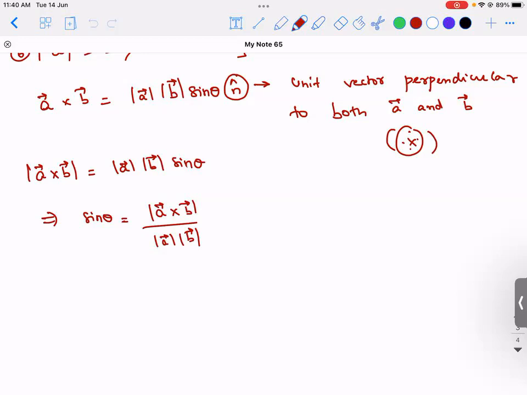So if A vector is this thing and B vector is that, find the unit vector which is perpendicular to both. So first find A plus B, second find A minus B. Since they ask for perpendicular to both the vectors, what are the two vectors, this one and this one? Once you find A plus B, you will get a vector. Once you find A minus B, you will get a vector. Do the cross product of those two vectors.